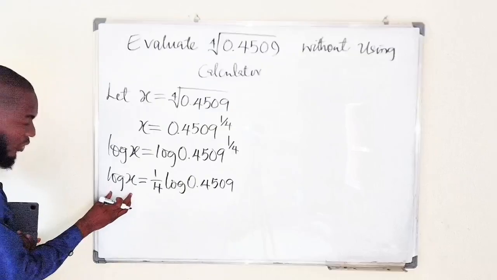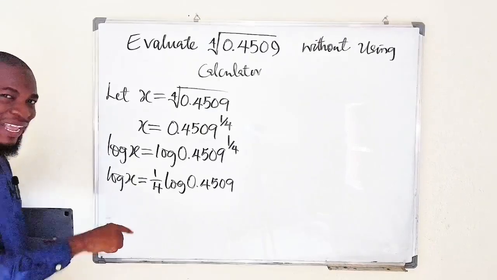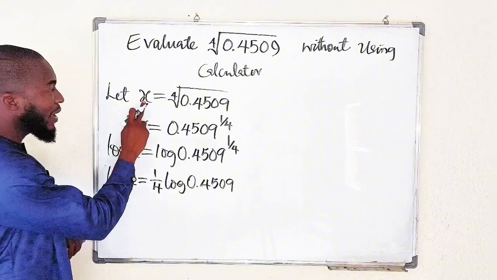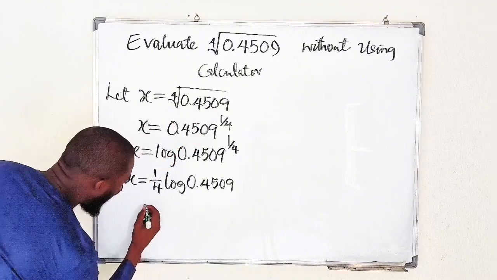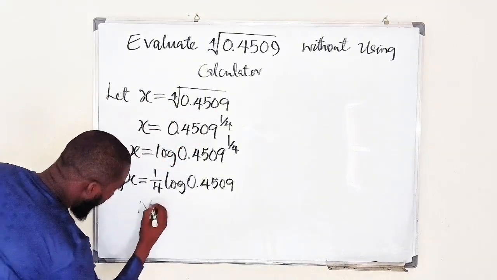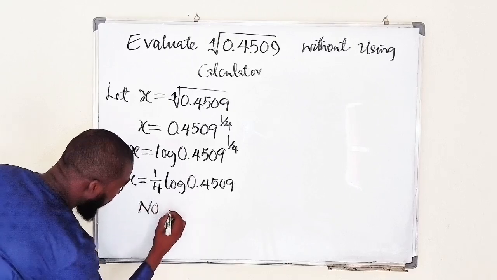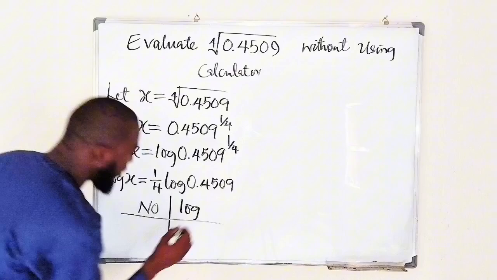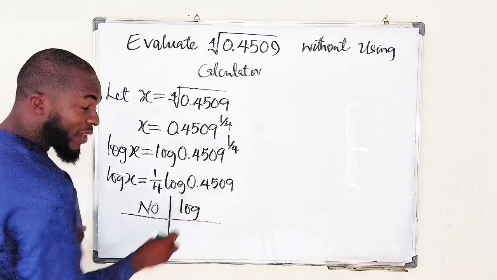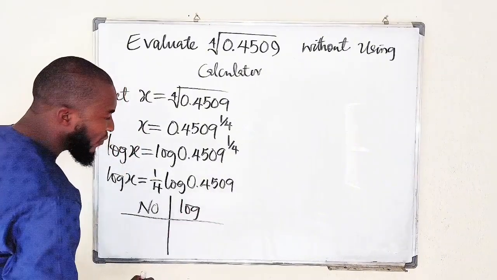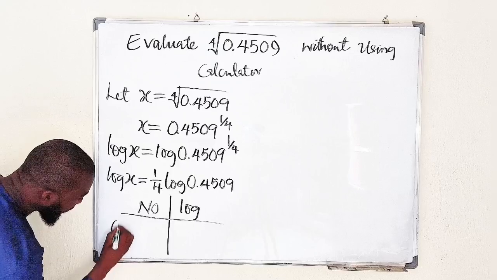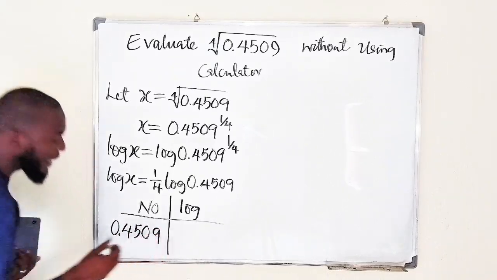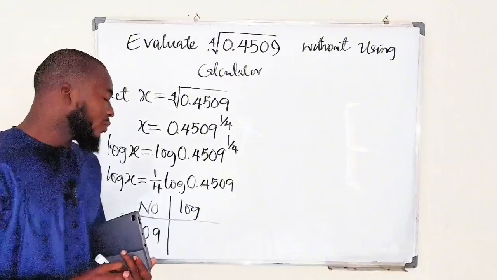So forget about log of x. In the end, we have to take anti-logarithm to get rid of this log because we are looking for x. Remember, x is this. So you have your number here, then you have your log here, logarithm. The number we want to find its log is 0.4509. So how can we find log of this number?